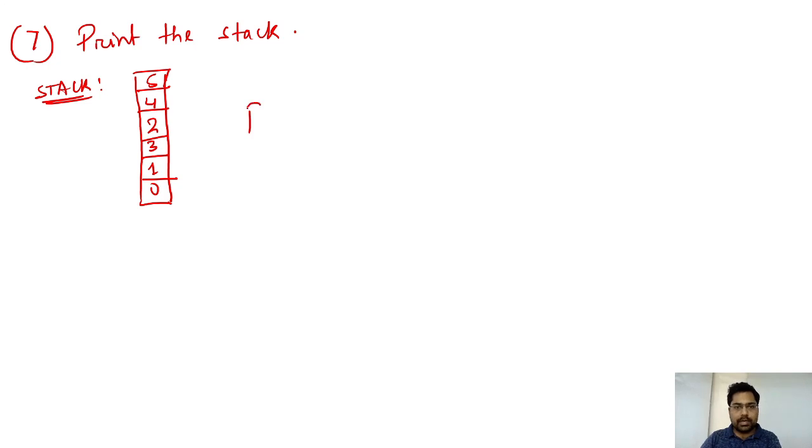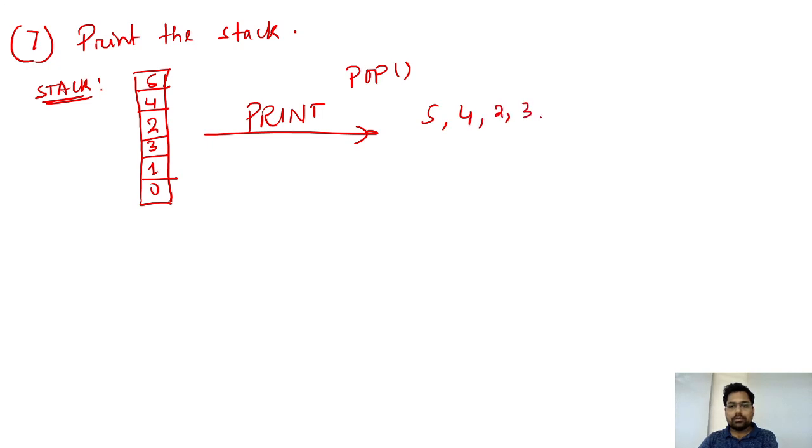So once you print it, you are popping out the values. You are running the pop function. The answer you are writing could be stored in an array. It will be 5 4 2 3 1 0. This is the answer. You can say it's a topological sorting.